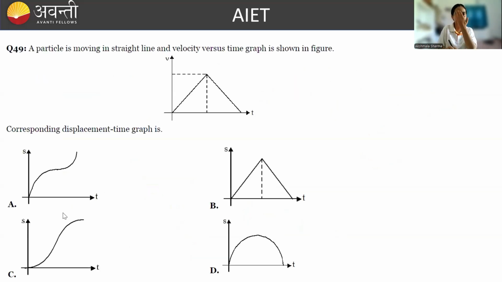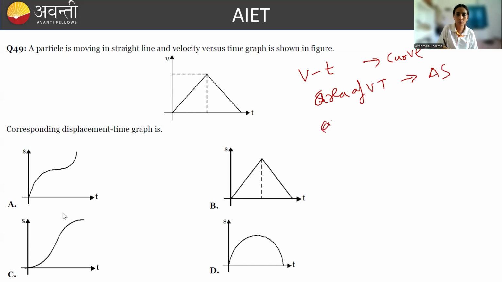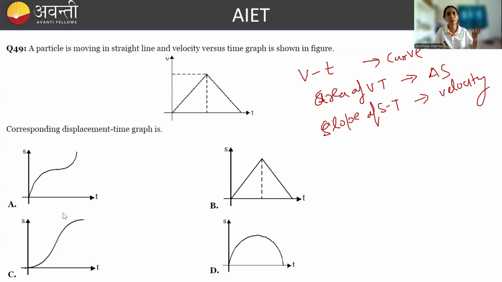Now, a particle is moving in a straight line and a velocity versus time graph is given. You have to tell me the displacement versus time graph. If you look carefully, the VT curve is given. The area of the VT curve gives us the change in displacement, and the slope of the ST curve gives us velocity. So either we can go from velocity to ST, or from ST we can see which ST curve will suit the given VT curve. Checking slope is easier.